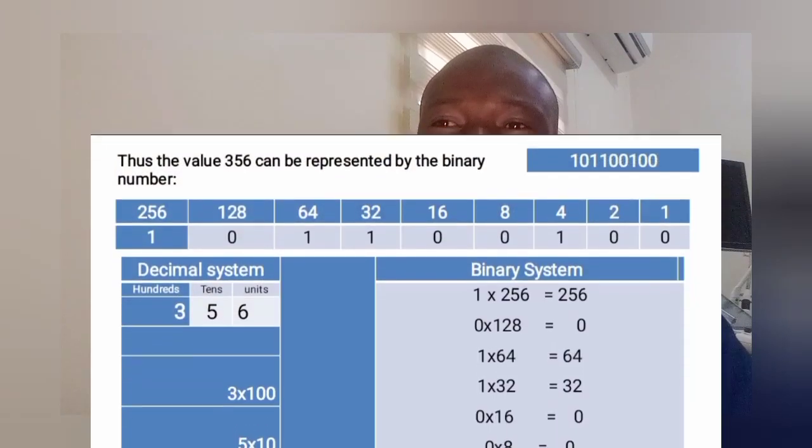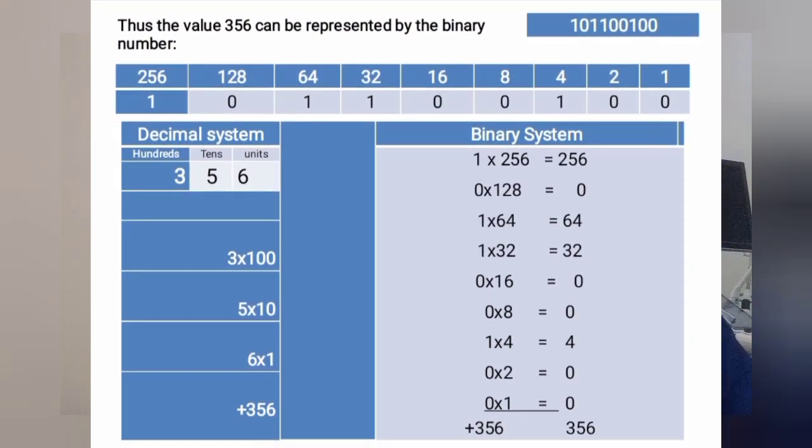In the decimal system, a combination of 3 digits is needed to represent 356. But in the binary system, a combination of 9 digits, that is 9 bits, is needed to represent the same value. So the larger the value, the more bits are required to represent it. This table shows the calculation for the decimal system and for the binary system.